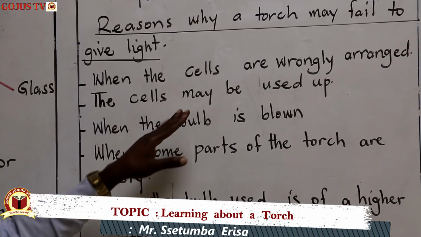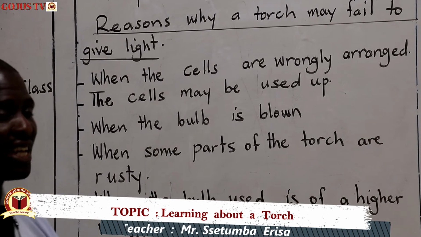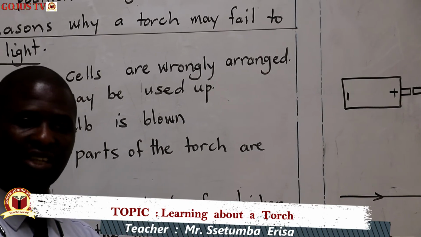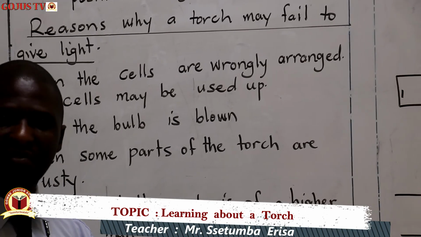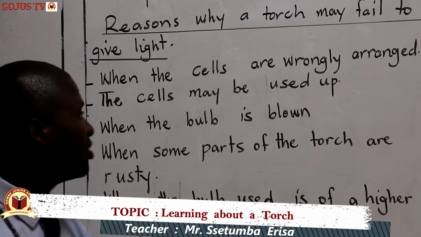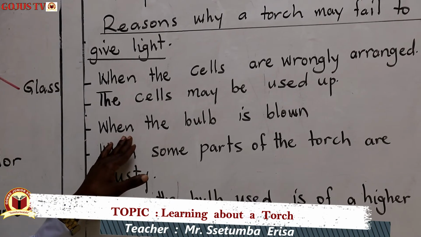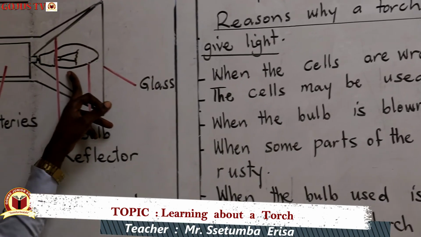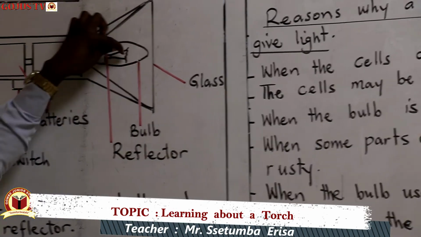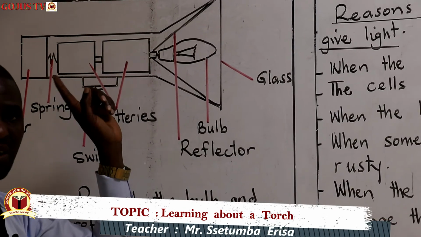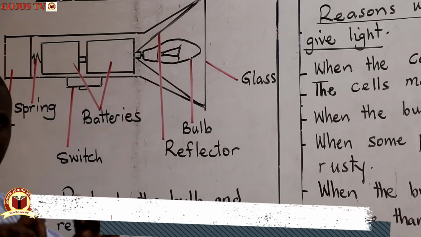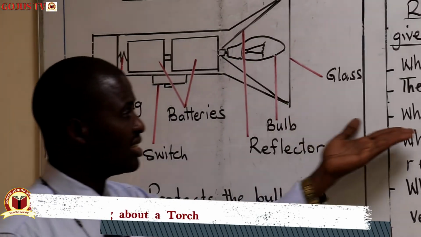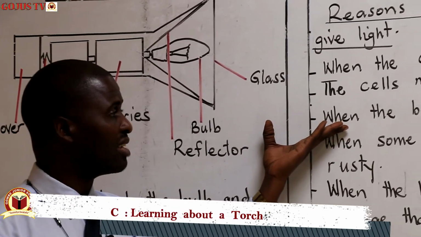The cells may be used up. When you use these cells for a long time, they lose energy. So when they are used up, they may give dim light and eventually they don't give light at all. When the bulb is blown, so normally these bulbs also blow out. When the bulb is old, it is blown and the filament, as we shall see in our coming lessons, melts or it breaks. The bulb will not be giving light. So it can be a reason why your torch is not giving light.